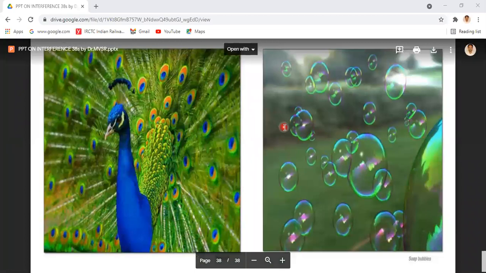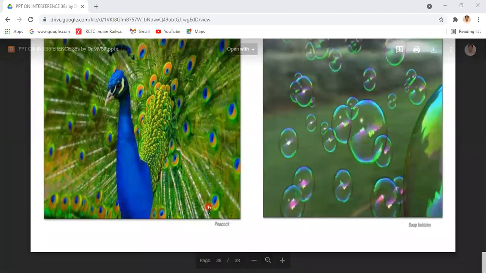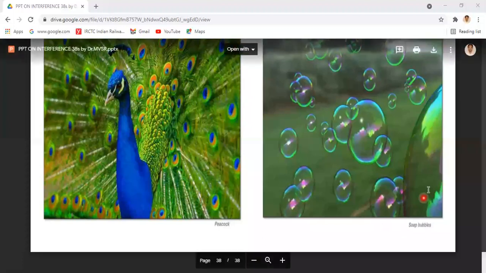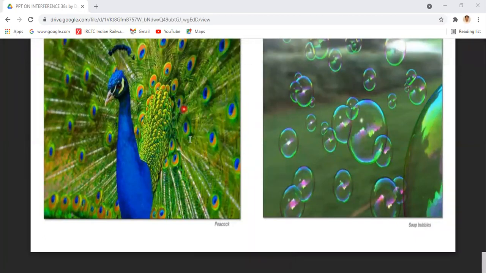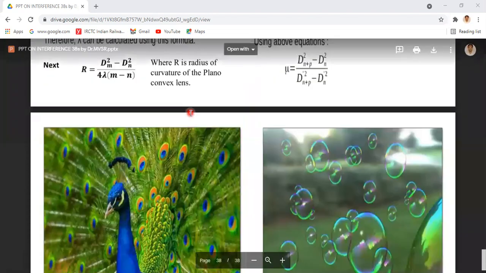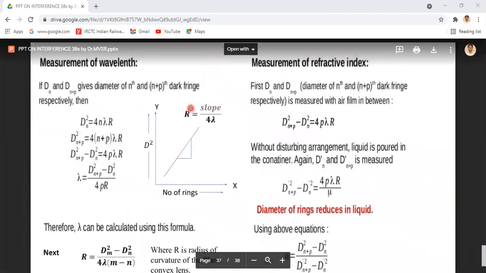Last one: two more examples of interference from thin films. The peacock feather, and as you already know, soap bubbles and oil films are very good examples of interference from thin films. So this concept is over.